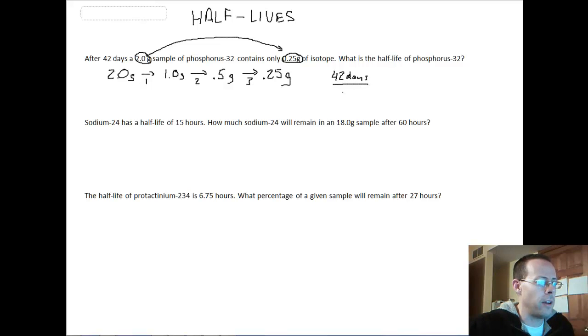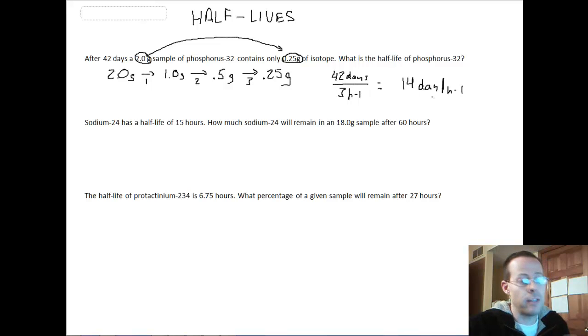Well, 42 days is 3 half-lives. So if we take 42 divided by 3, we get 14, and that's 14 days per half-life. So how long is one half-life? It is 14 days. Alright? So again, the first thing we're going to do is determine how many half-lives occurred.